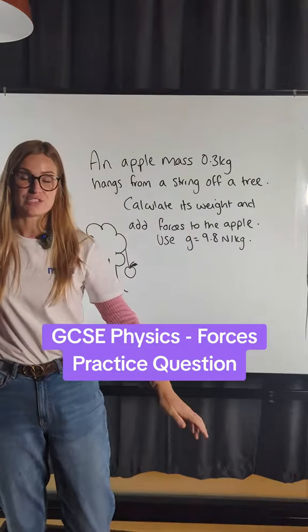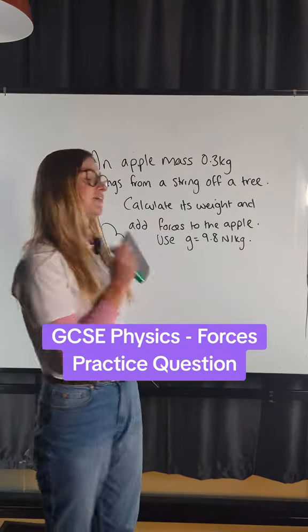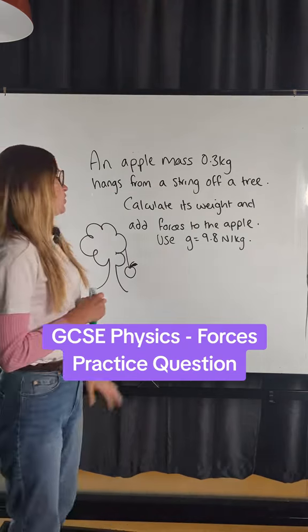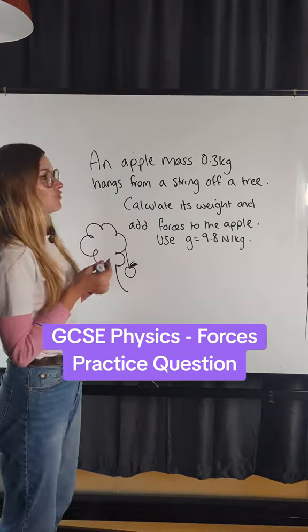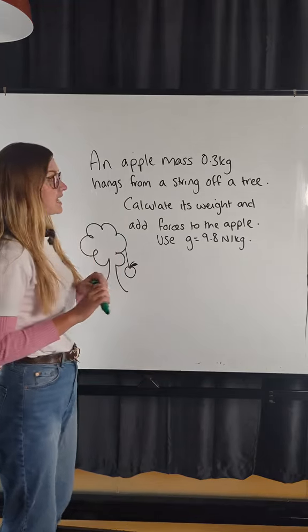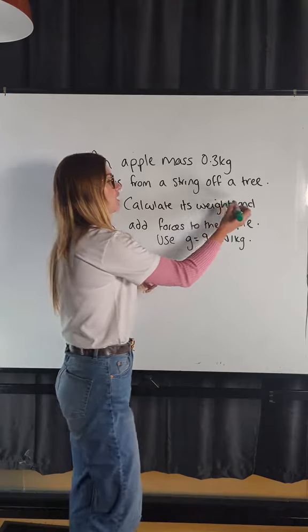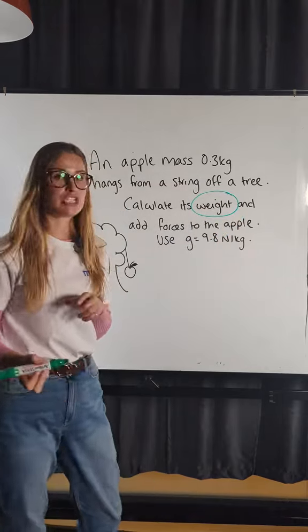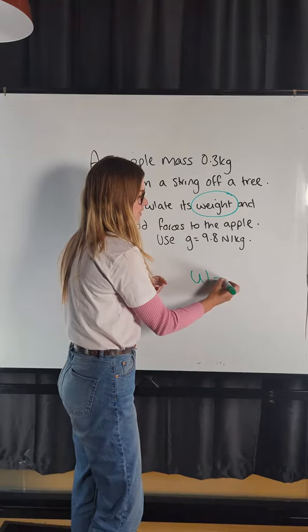Okay, forces, weight, something that's going to come up guaranteed on your exam. So what it says here is I have an apple of mass 0.3 kilograms, hanging from a string off a tree. Calculate its weight. Everyone thinks I know how to calculate weight because I remember my equation. My equation is W = mg.